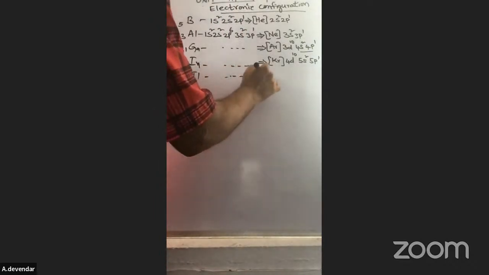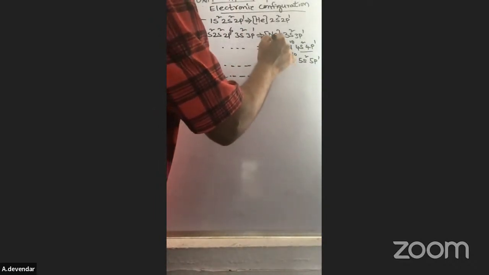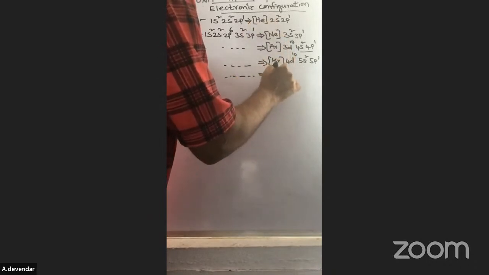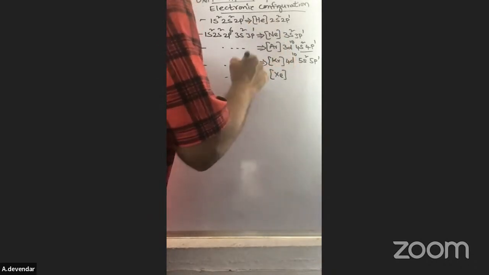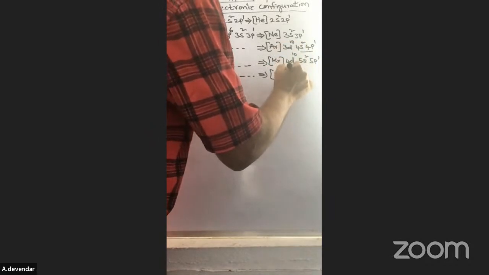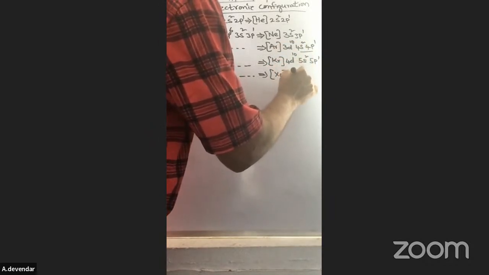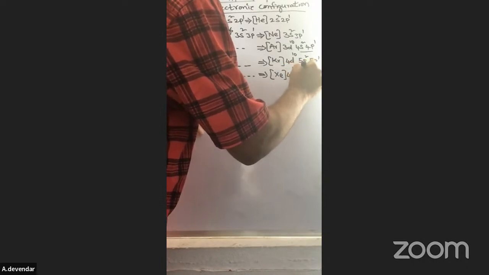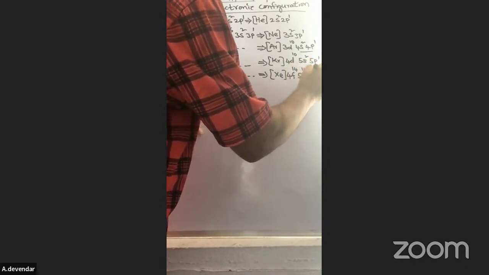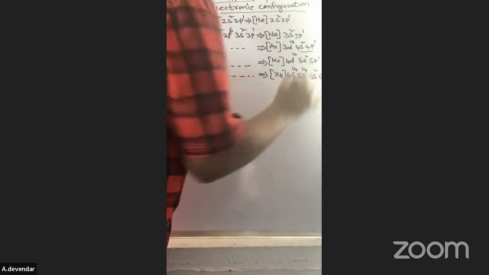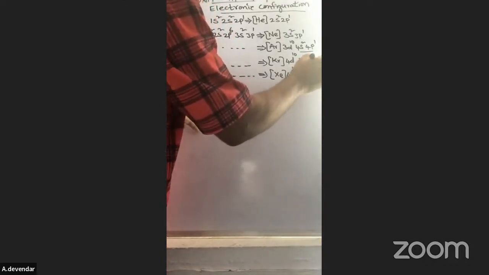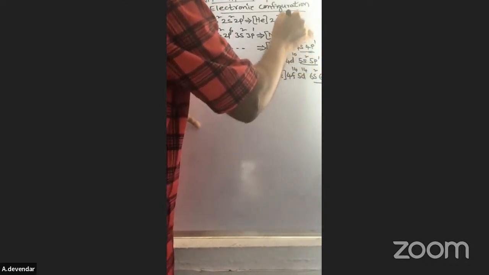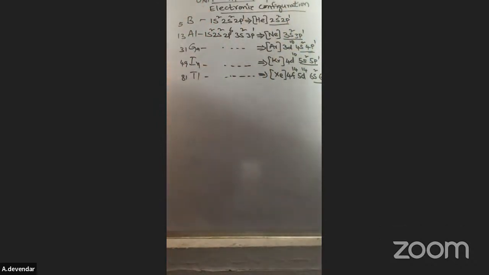In a similar manner, after argon, krypton, the next zero group element is xenon. Here we get 4f14, 5d10, 6s2, 6p1. These are the valency electrons. Keep in mind, this is the way of writing the electronic configuration.